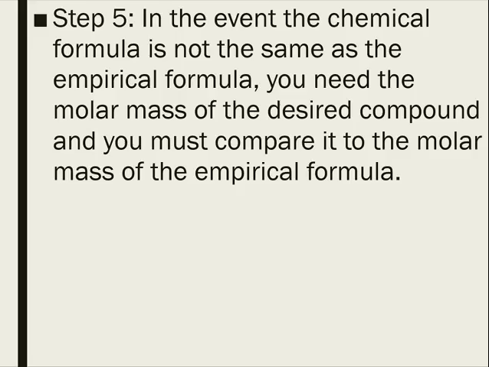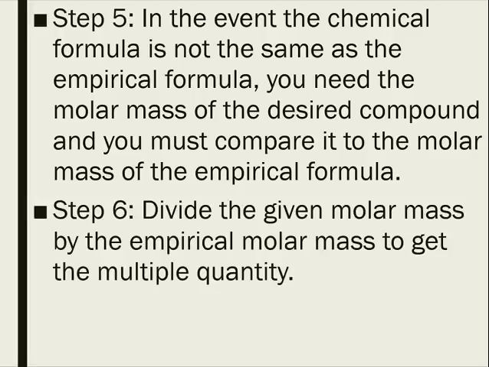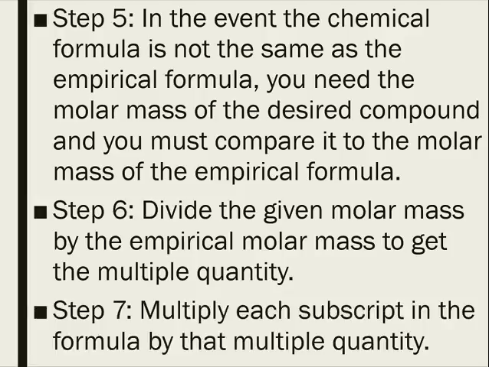Step 5. In the event that the chemical formula is not the same as the empirical formula, and yes, sometimes they will be the same, sometimes they won't. You'll have to be able to figure that out. You need the molar mass of the desired compound, and you must compare it to the molar mass of the empirical formula. We'll do that here in a moment. Next step, divide the given molar mass by the empirical molar mass to get the multiple quantity. And then once you have that multiple quantity, you're going to multiply each subscript in the formula by that multiple quantity. So let's see what that looks like.